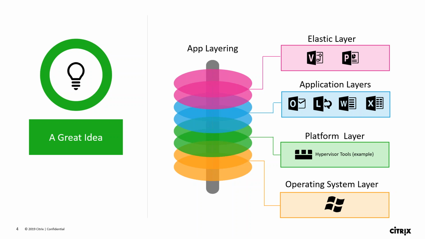App layering allows you to individualize virtual machine components into specific layers. It takes application complexity and makes it an application layer. It takes hypervisor complexity and makes that a platform layer. It takes operating system complexity and makes it an operating system layer. The layering process creates and manages the following types of layers, as we said a moment ago, and you can see on the screen, starting at the bottom, the operating system layer, the platform layer, the application layer, and the elastic layers. Now, within that elastic layer, there's another layer called the user personalization layer. We'll talk about that a little bit more in a moment.